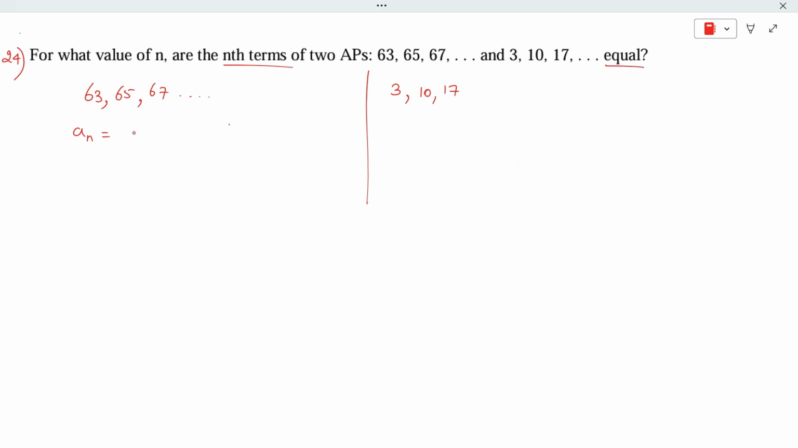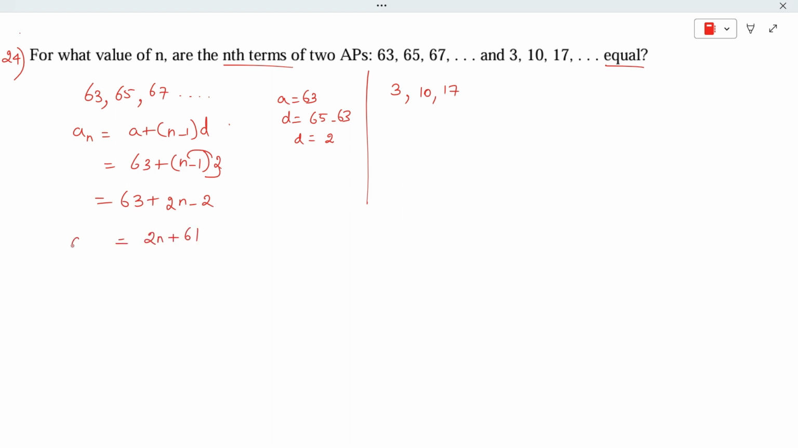So a_n is equal to a plus (n minus 1)d. Here a is 63 and d is the second term minus the first term, which is 65 minus 63, that is 2. So the common difference is 2. Substitute here: 63 plus (n minus 1) times 2. Evaluate the bracket, so 2n minus 2. So it is 2n plus 61. That is the nth term for the first arithmetic progression.